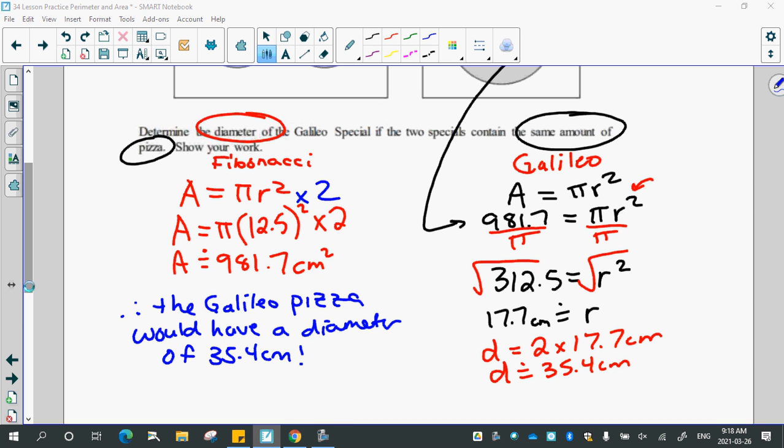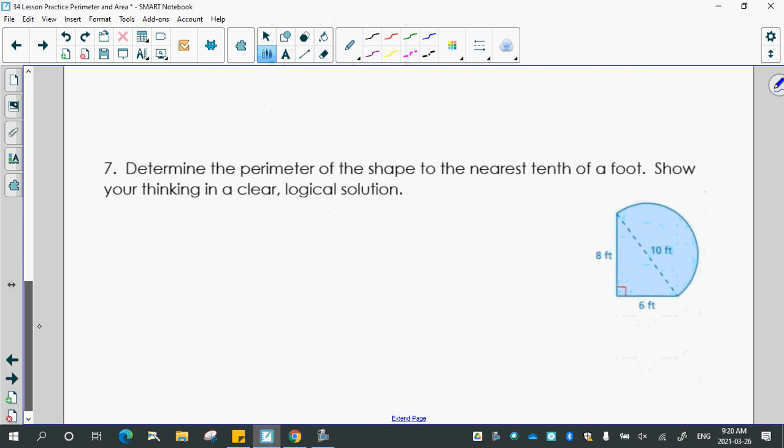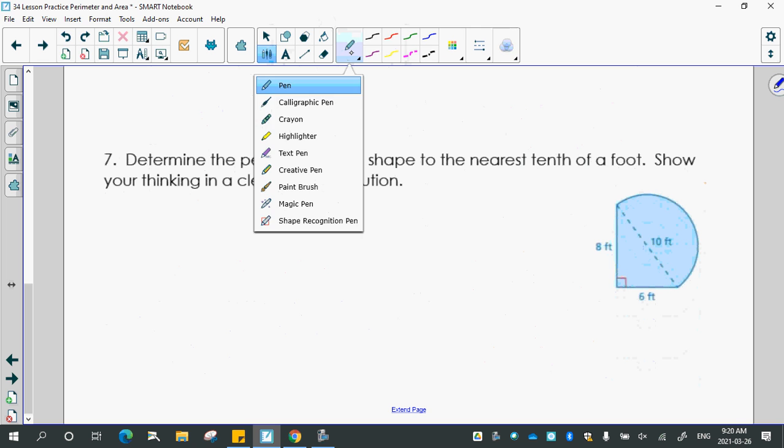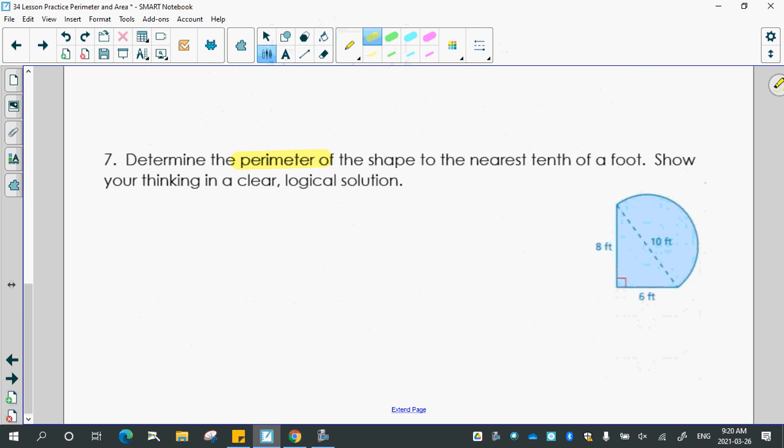Okay, once you're done this one, look at the next one and see if you can come up with a plan. Okay, so when I see the word perimeter, I'm going to go around the outside of the shape. And make sure that when I'm doing my adding up, those are the only 3 sides I would add up. The 8, the 6, and the semicircle.